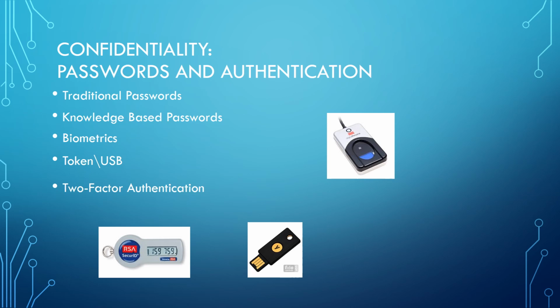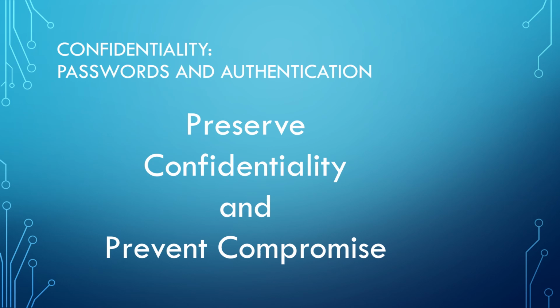Finally, you've got two-factor authentication. And this is a combination of the previous four, requiring at least two of them. Usually, you're going to see a traditional password combined with either a knowledge-based password or a token. Basically, you need to have both items in order to authenticate. And if you're missing either one of them, you will not be able to gain access. To sum it up, the whole point behind passwords and other forms of authentication is to preserve the confidentiality of the data and prevent its compromise.